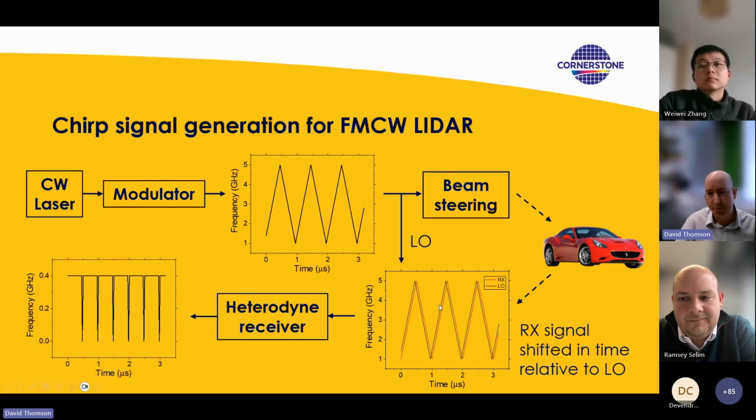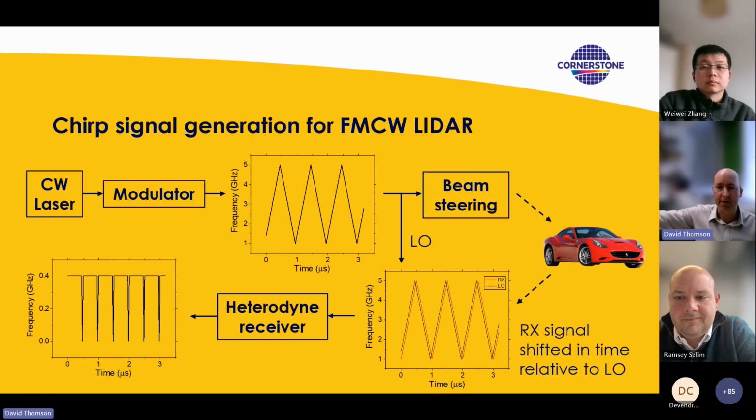Now what you'll see in the bottom right signal graph here is that you have a time shift of your received signal relative to your local oscillator, and that time shift corresponds to the round trip time for the light to reach the object from your LiDAR system and for it to come back, which equates obviously to the distance.